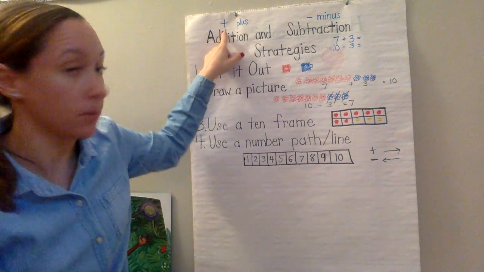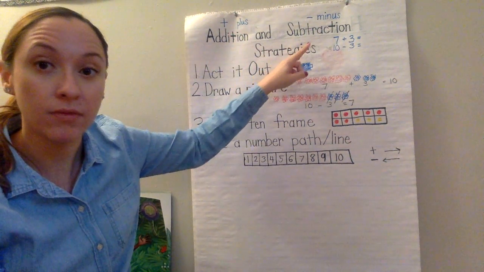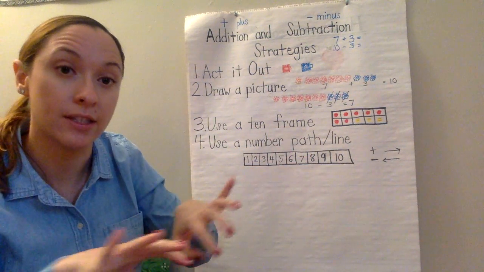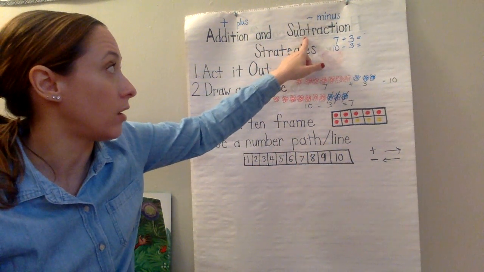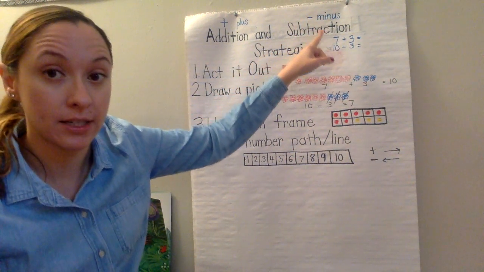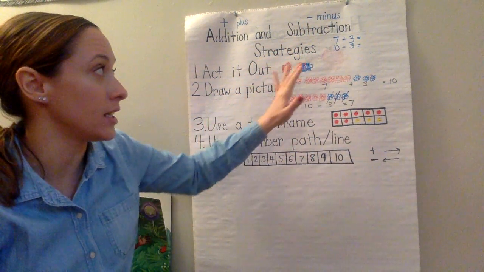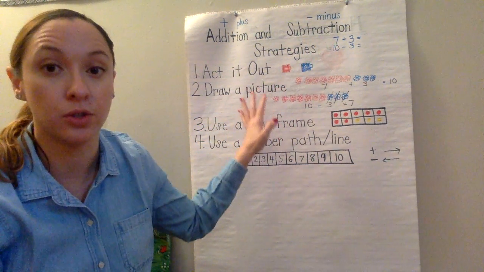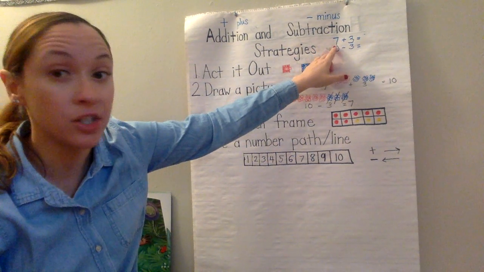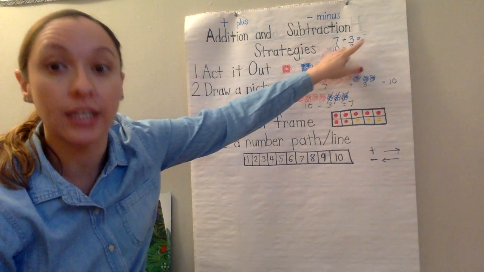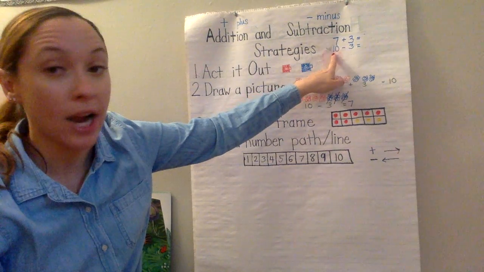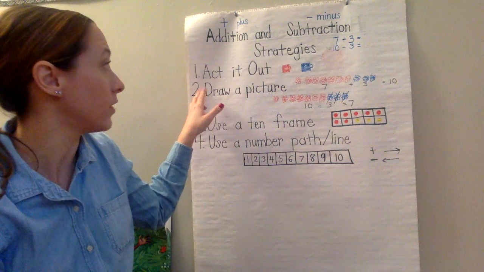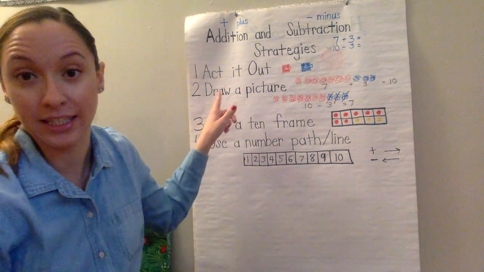And you're going to use this symbol, which is the plus symbol. And when we are subtracting, we are taking something apart or taking something away, and we are using this symbol, the minus symbol, okay? So just as an example, I'm going to use these two number sentences as examples today to go over these strategies. So I'm going to use the addition sentence, 7 plus 3 equals, and then the subtraction sentence, 10 minus 3 equals, okay?